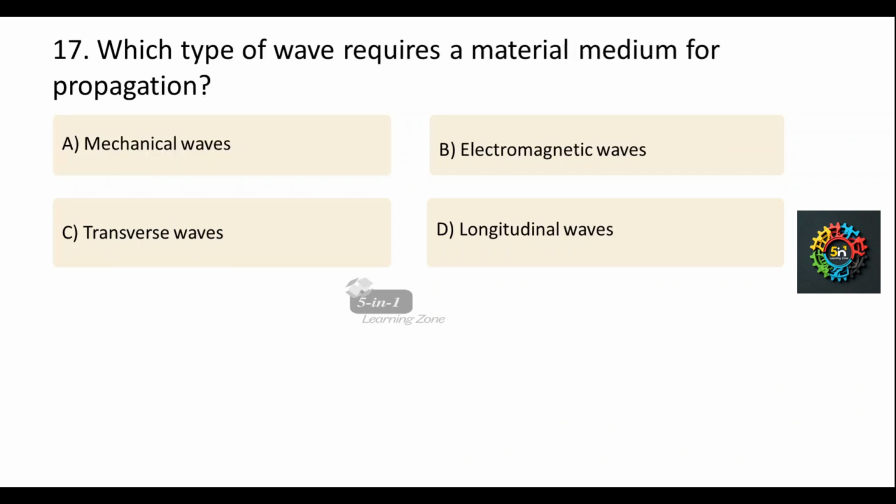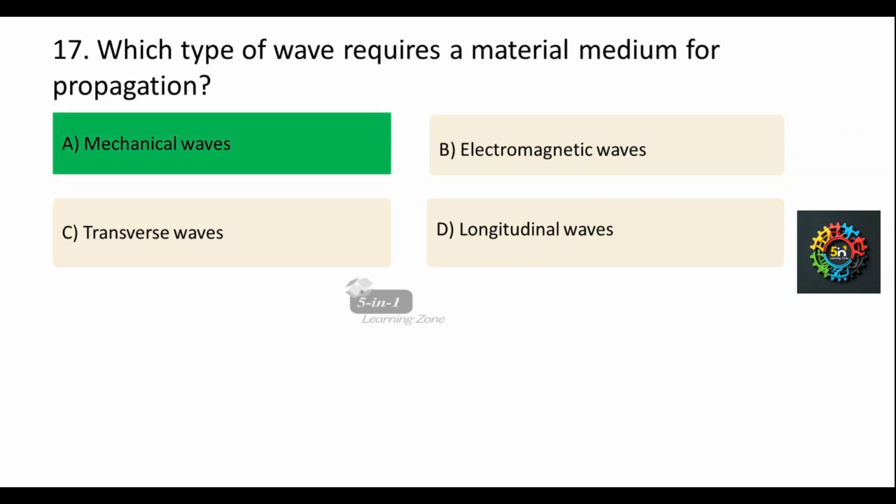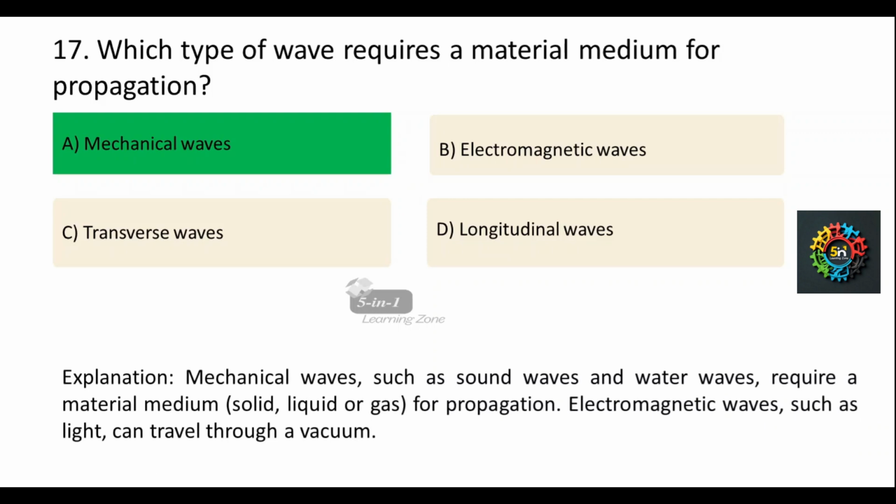17. Which type of wave requires a material medium for propagation? Answer: A. Mechanical waves. Explanation: mechanical waves, such as sound waves and water waves, require a material medium, solid, liquid, or gas, for propagation. Electromagnetic waves, such as light, can travel through a vacuum.